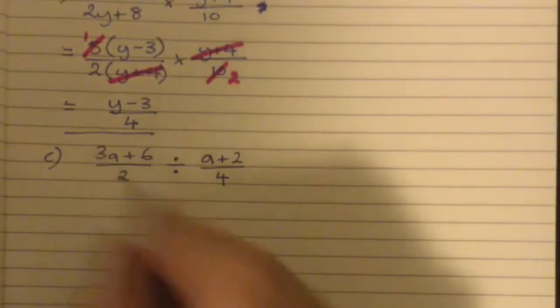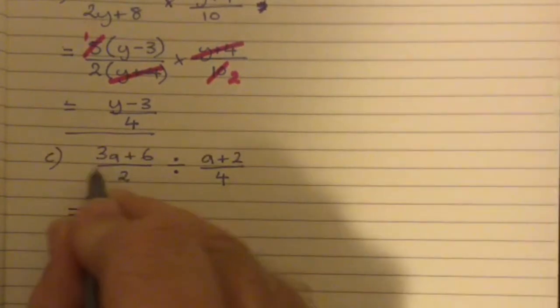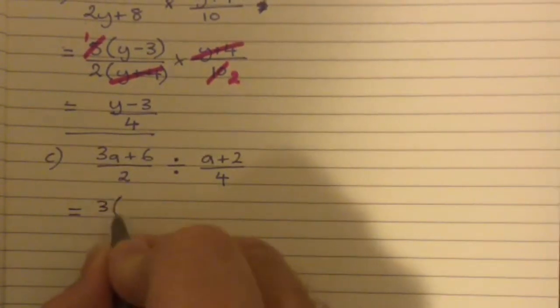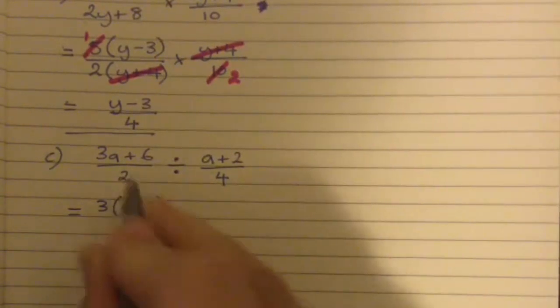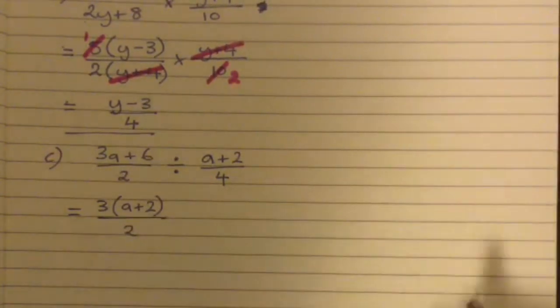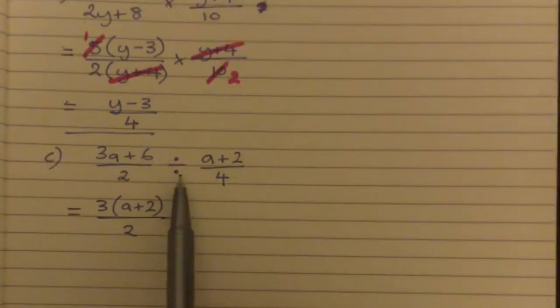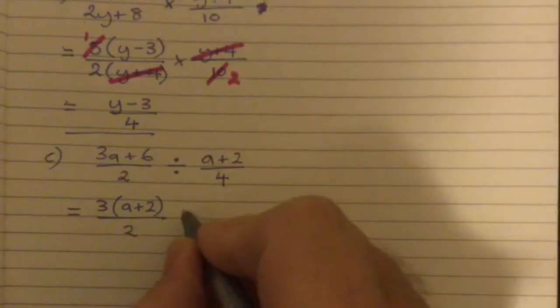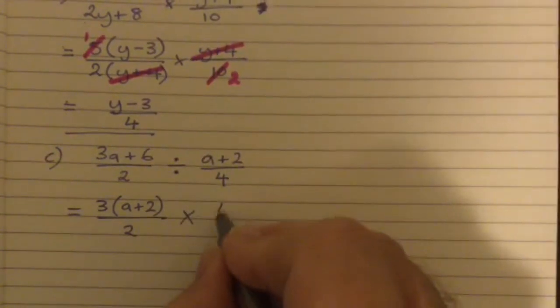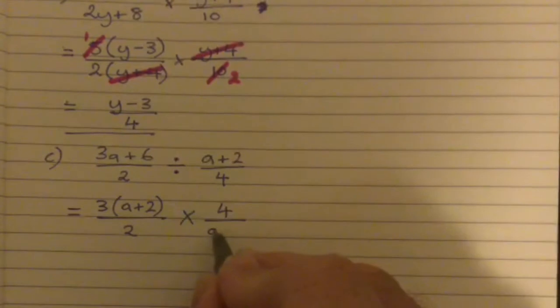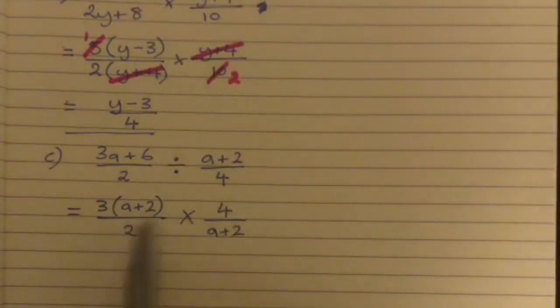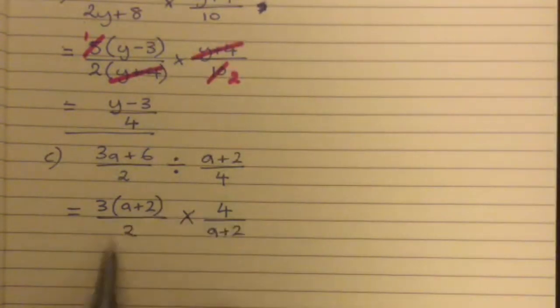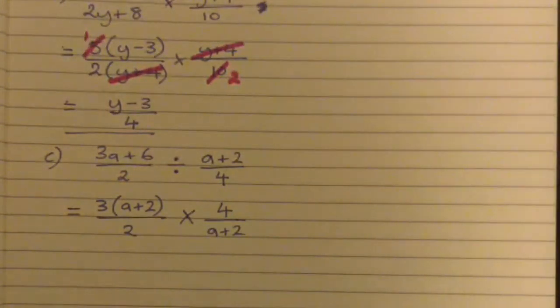The first thing we're going to do, the question gives it away by saying factorize. So let's do that. 3 is the highest common factor on the top here. That leaves us with a plus 2, and that's going to be divided by 2. When you divide a fraction, the way we treat that is we multiply by the inverse, or as I like to say, switch the symbol and flip. So keep, switch, flip.